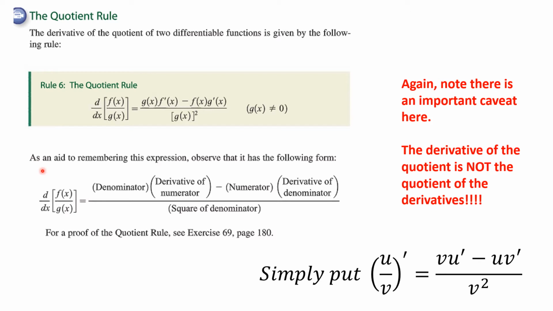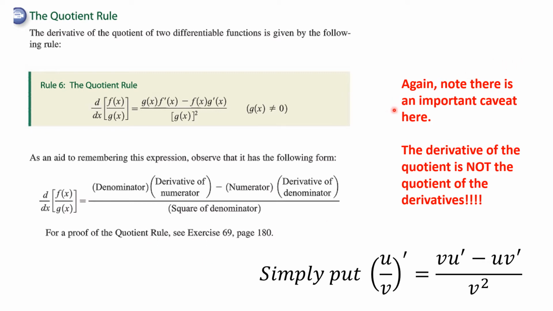As an aid to remembering this expression, observe it has the following form. Denominator times derivative of the numerator minus numerator times derivative of the denominator, all divided by the square of the denominator. The proof of this is similar to the proof of the product rule, and I'm not doing it here.